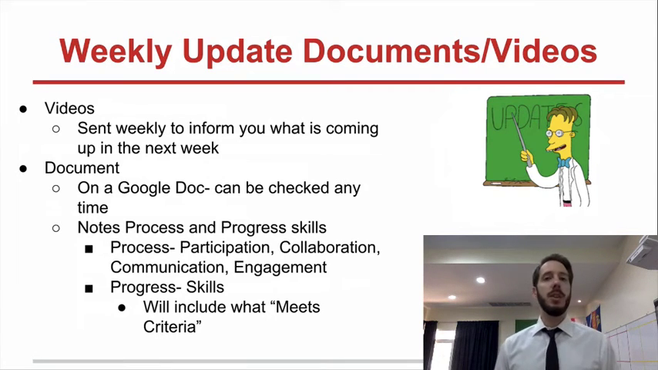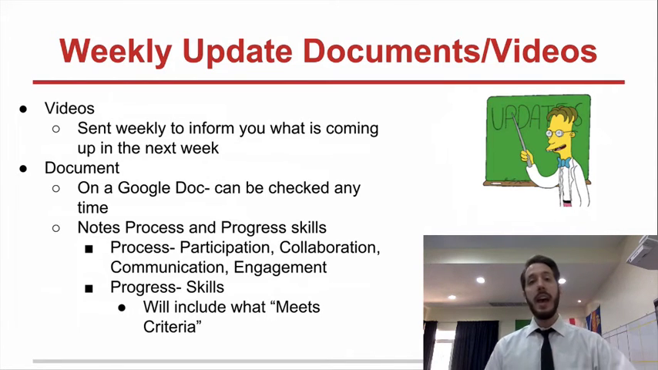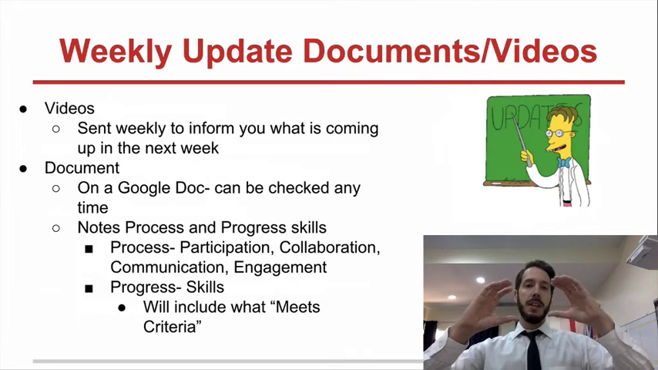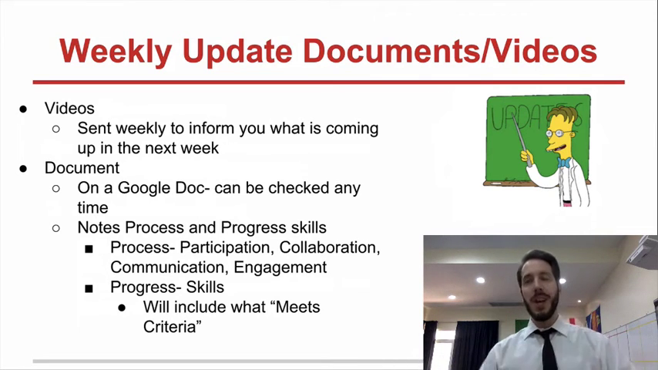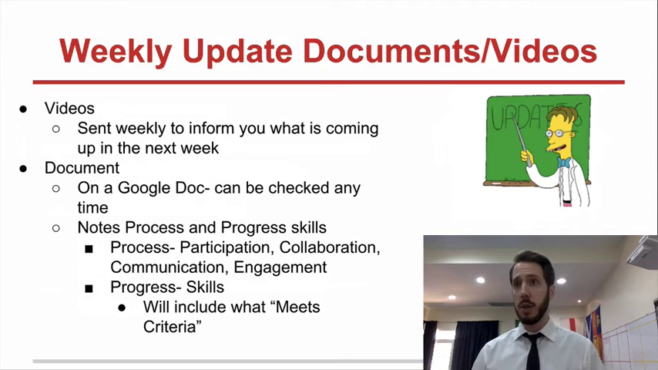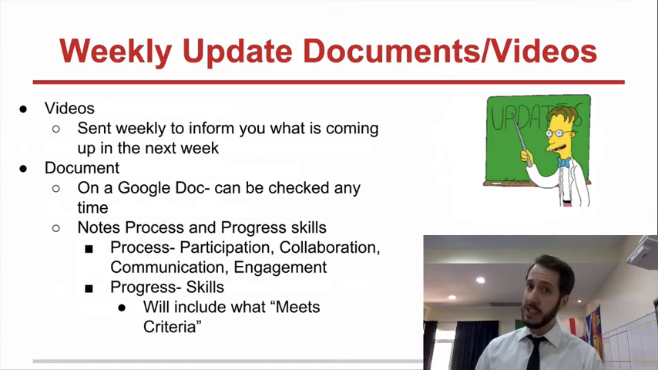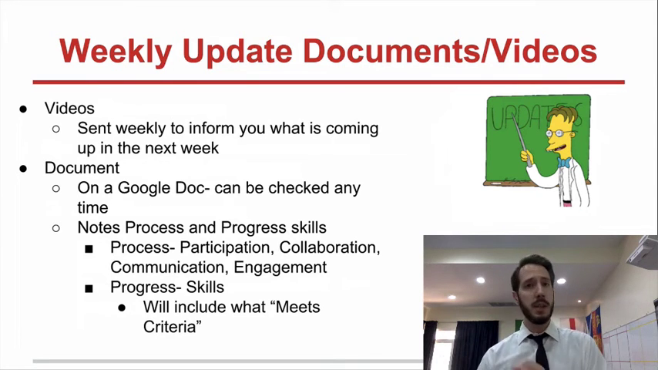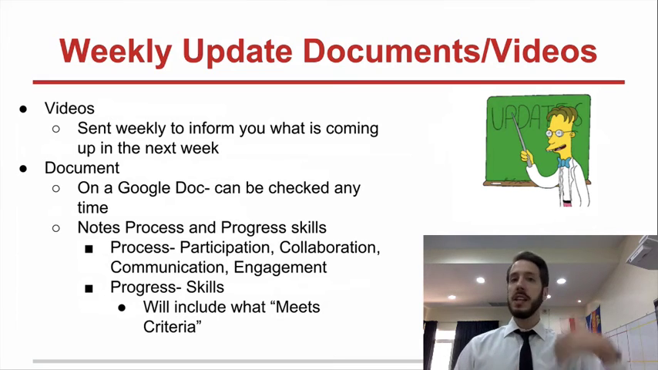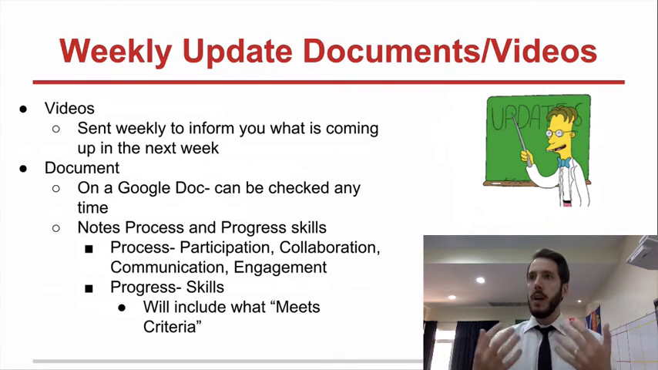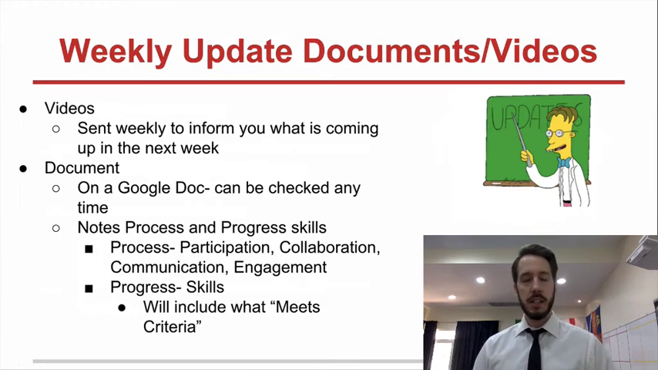The second thing I'm going to do is create a weekly update document. It's a Google document I'll create at the beginning of the year. I'll share it with you and your parents. There's going to be a couple of things on there. First, you're going to see process skills. Those are things that aren't assessed in terms of exceeds, meets, does not meet, or A, B, C, D, F, but are important for success in the course, like engagement, participation, collaboration, and communication with me. I'll just say meets or does not meet. That lets you know if you're lacking any of those particular personal skills for success in the course.